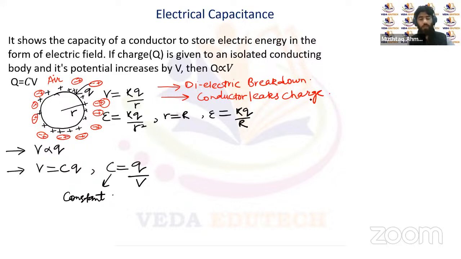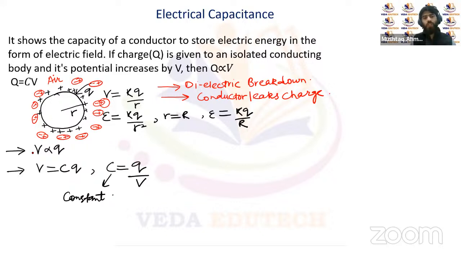The charge will be leaked into the medium, and due to this, the medium will become conducting, right? Or we can say this dielectric medium will now conduct charge, and the charge will be flowing. Or we can say this conductor is going to leak charge, right? So it means that the amount of charge we can supply depends upon the external medium, or we can say it depends upon the dielectric strength of the external medium, right?